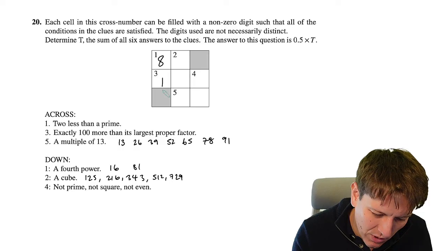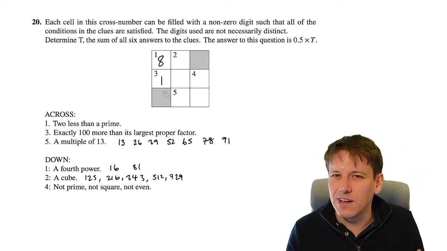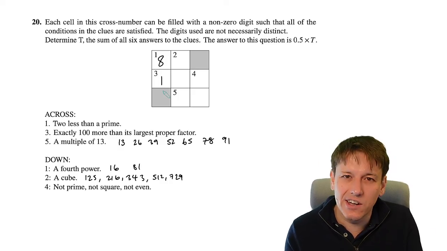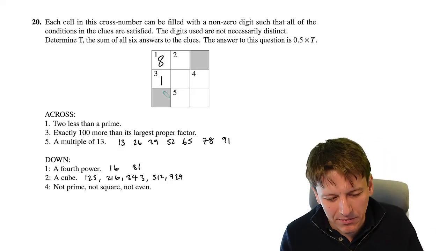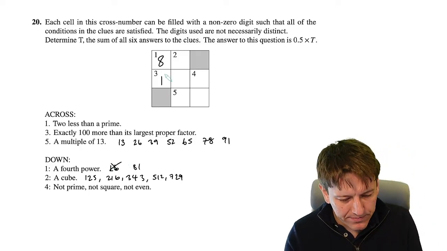Whereas if I put in 81, well, a number that's 100 and something, if it was like 102 or something, I can have a factor that's 2, right? Now that's not the largest proper factor in this case, but it's the sort of thing that might work out. So we can definitely rule out the 16 here and go with 81.